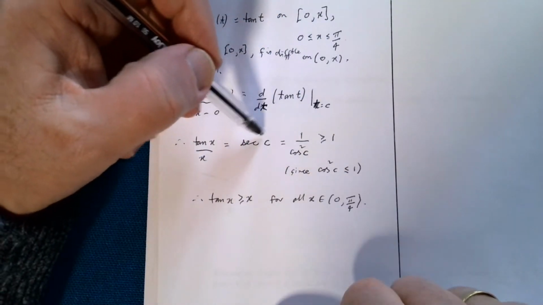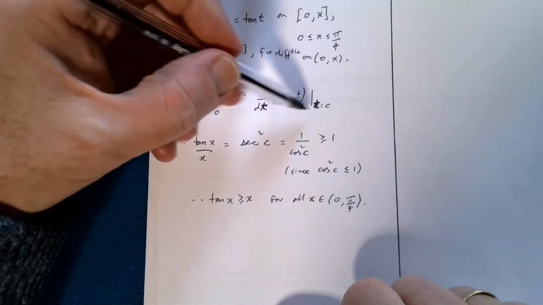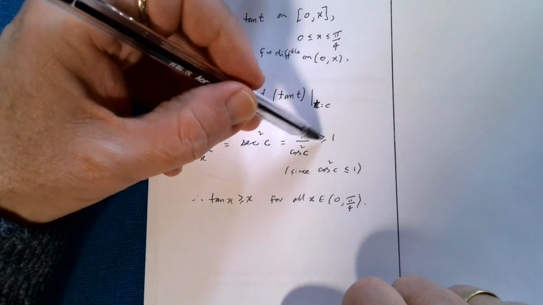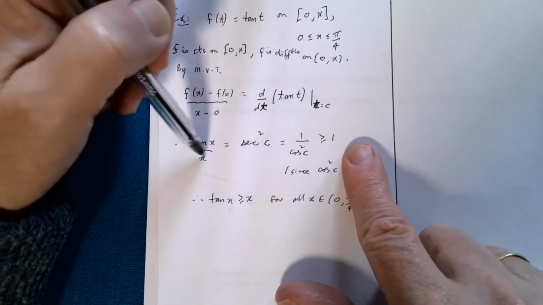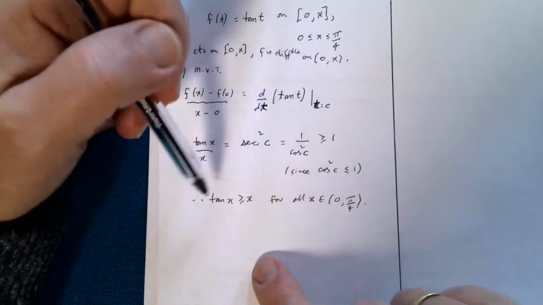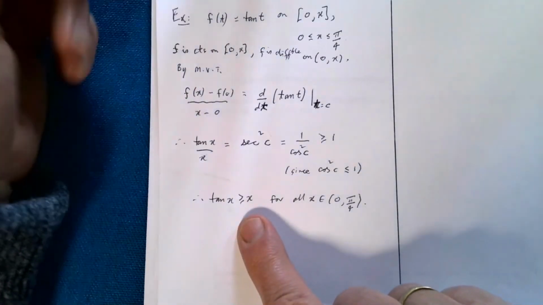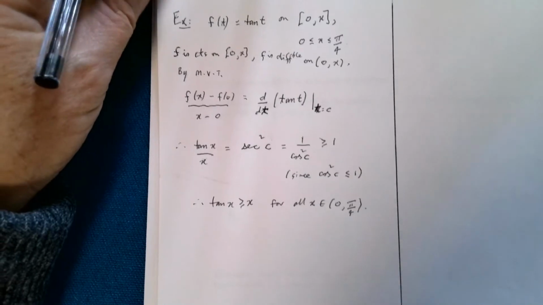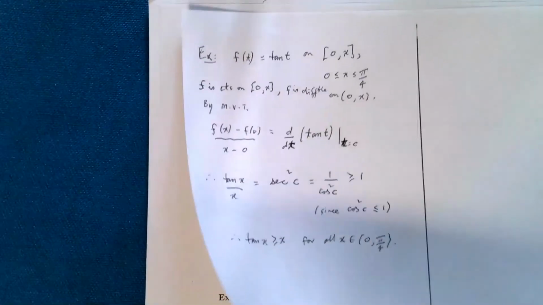So that enables me to get rid of this term. Again, we don't know what this c is, but we know where it is, and the sec squared of c will always be bigger or equal to 1. And then again, because x is positive, I can multiply the x up the other side, and I get tan x is bigger or equal to x. And so that's the solution to that problem.